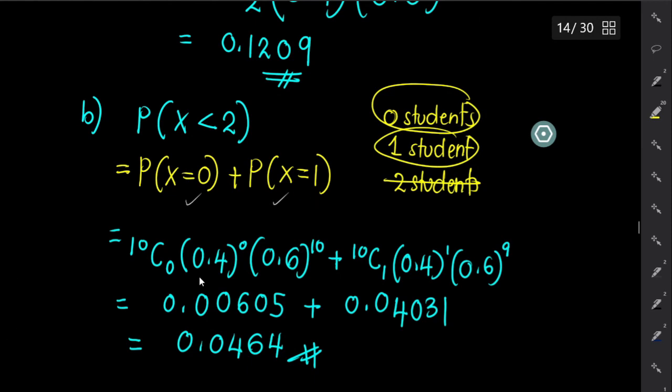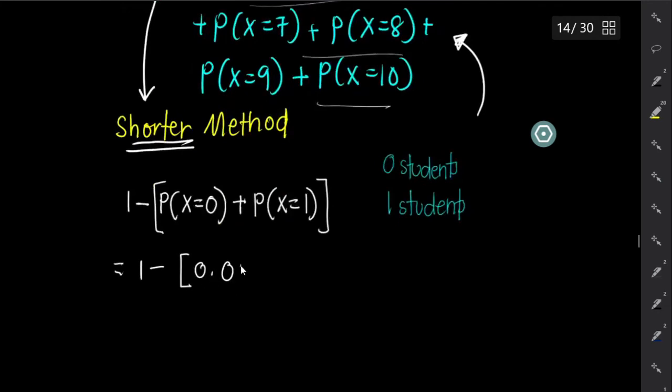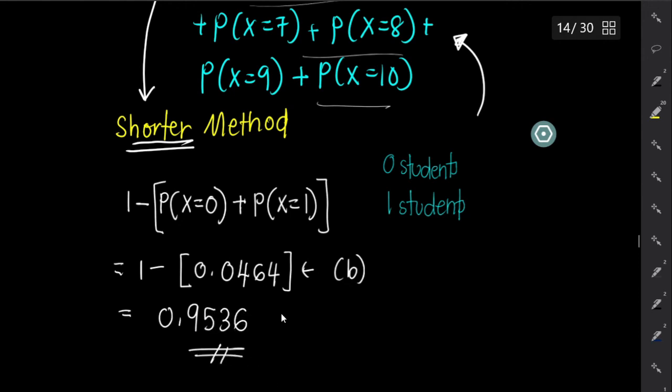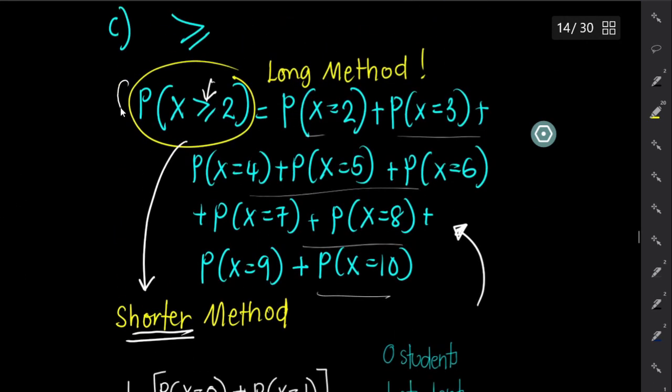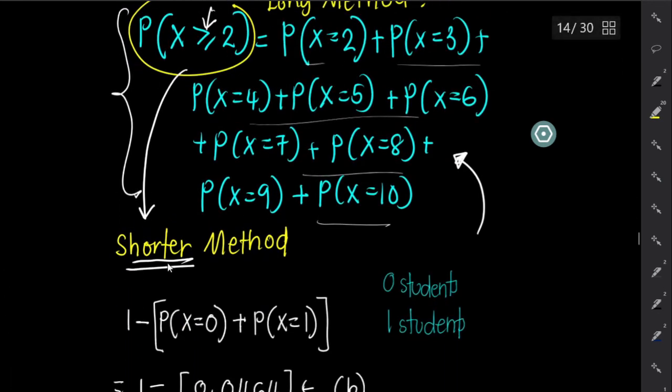So we can straight away put this value 0.0464. So 1 minus 0.0464. So this is the answer from B. Yeah? This one is the answer from B. So when we minus, we get 0.9536. So this is the probability that at least two students will wear glasses. Because if you also use the long method, you still should get the same answer, 0.9536. But let's not waste time for the longer method and go for the shorter method. All right.